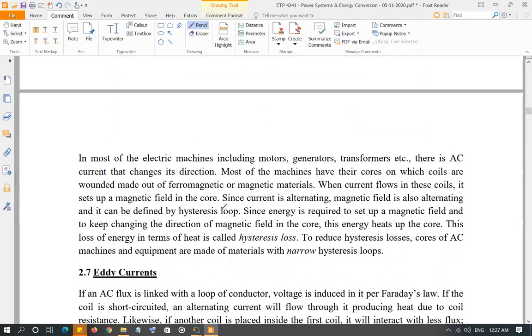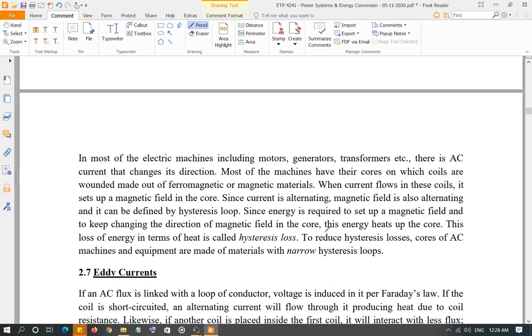This happens in motors, generators, transformers, anywhere. What is the result of this? Energy is required to set up the magnetic field, as we saw. You're supplying current, and we have to keep changing the direction of the magnetic field in the core if it's an alternating current, or if you want the magnetic field to lose its magnetism in one direction.